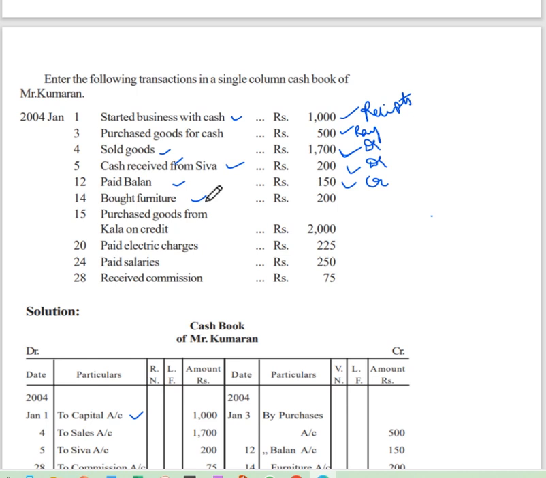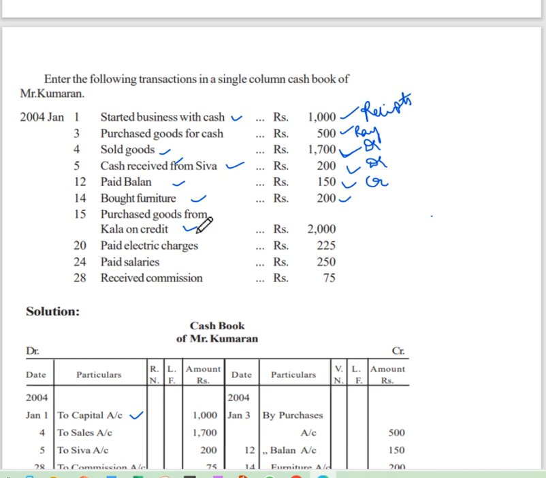Bought furniture. We have purchased a furniture. They have not specified cash or bank, or credit they have not said. So we are considering this as a cash purchase, rupees 200. That means cash is going, that is payments.